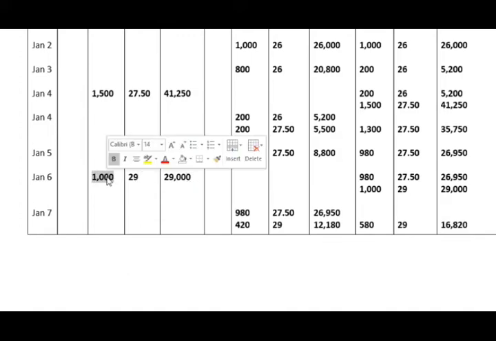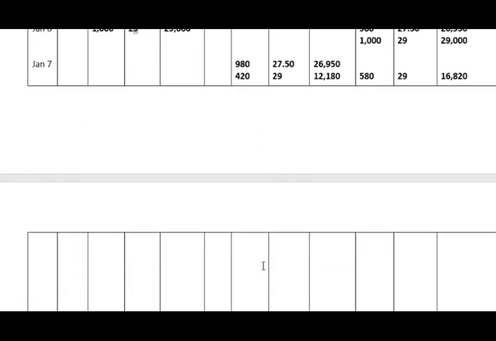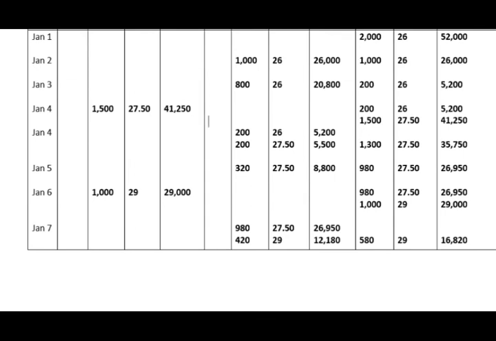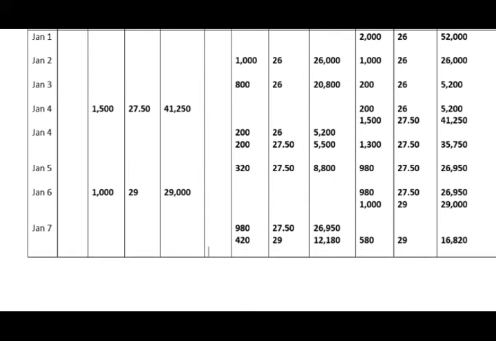From this 1000, we are returning back 30 units. That means it comes under the issue column. We are returning back, it is actually getting out of the stores. So in that case, at the rate for which it has been purchased, that is 29, we will actually return them back. That is for 30 units. We'll just write a note like returns here for your understanding.